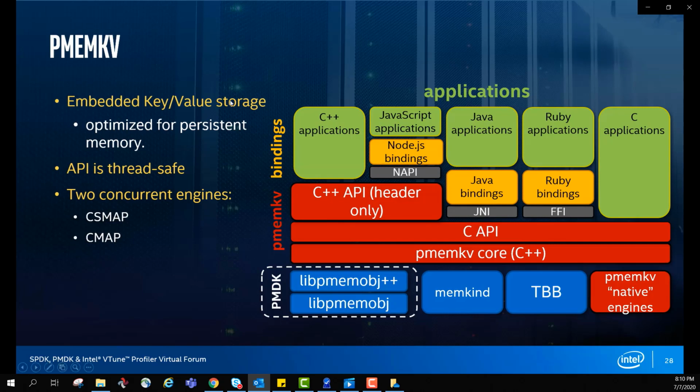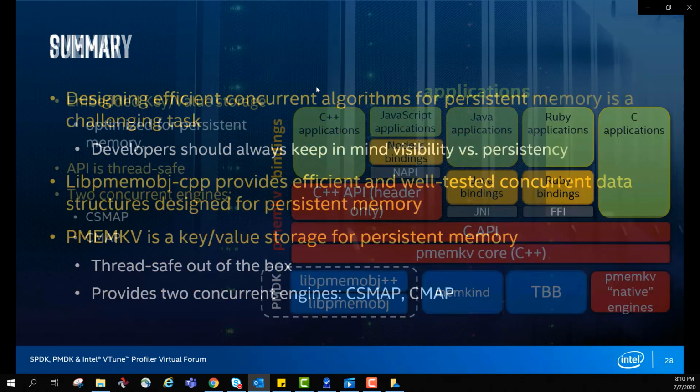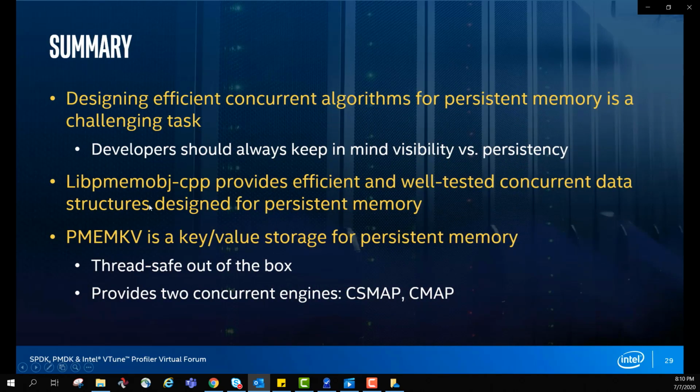And just to summarize what we discussed today, I believe the main point of our presentation is that designing efficient concurrent algorithms for persistent memory is a really, really challenging task. Developers should always keep in mind visibility versus persistency. And we do some work for you. Our PMDK projects already provide concurrent thread-safe solutions. We provide concurrent data structures for C++, and PMDK can be used in various languages. It's thread-safe out of the box, and we already provide two concurrent engines which satisfy most use cases and customer requirements. So if you need more, please share your thoughts with us.